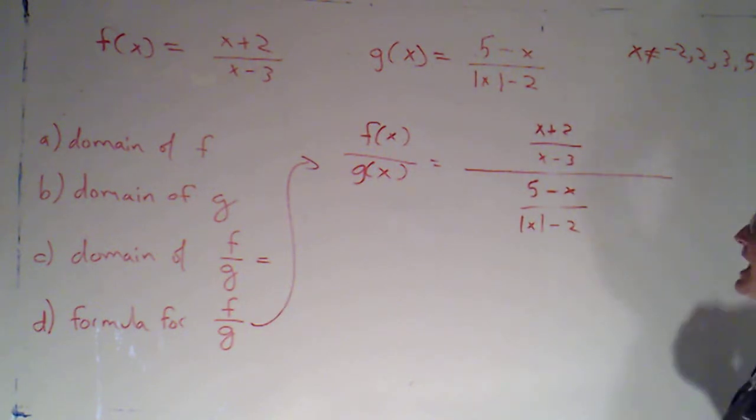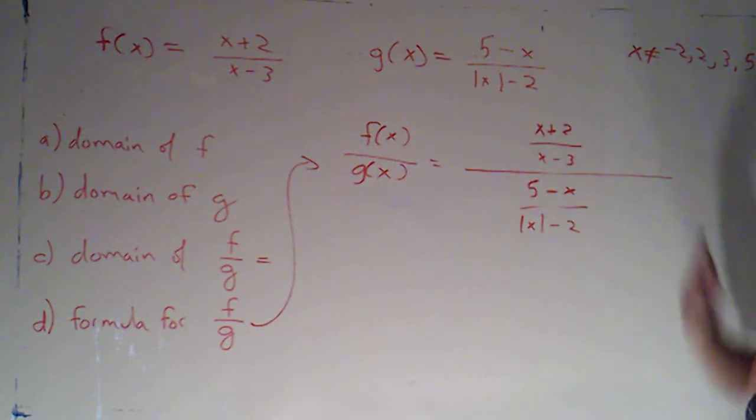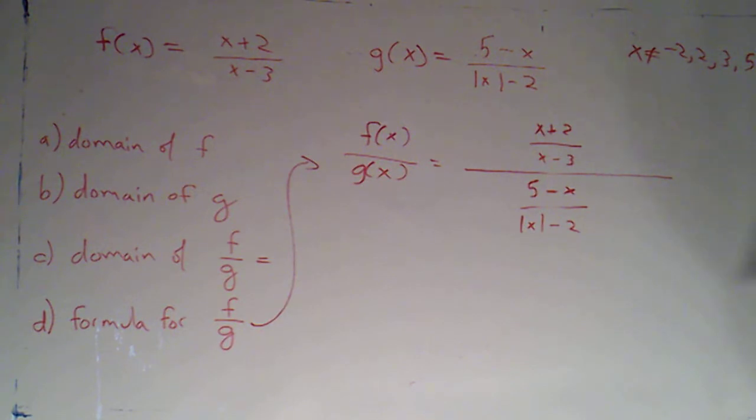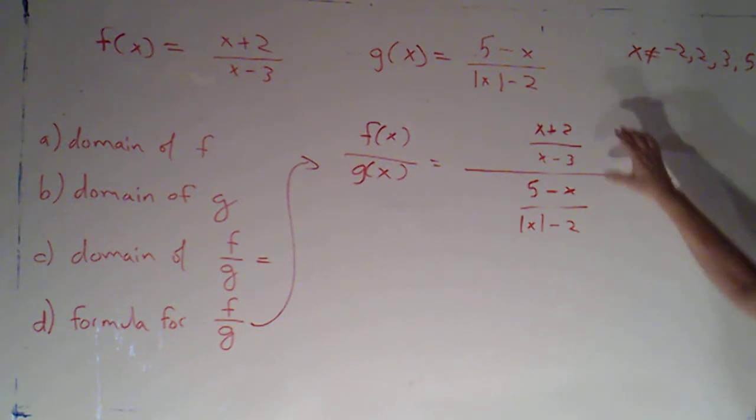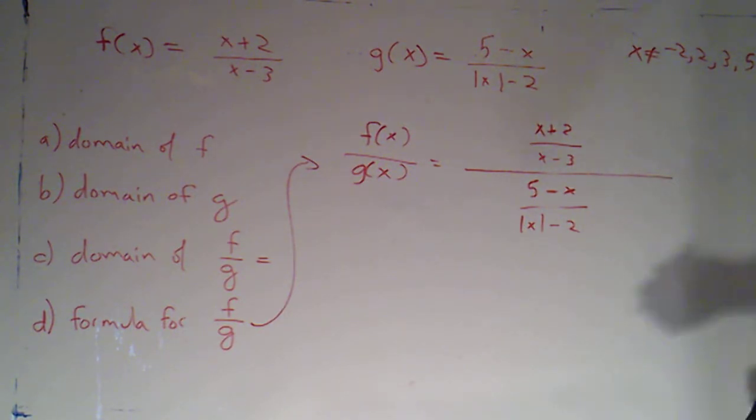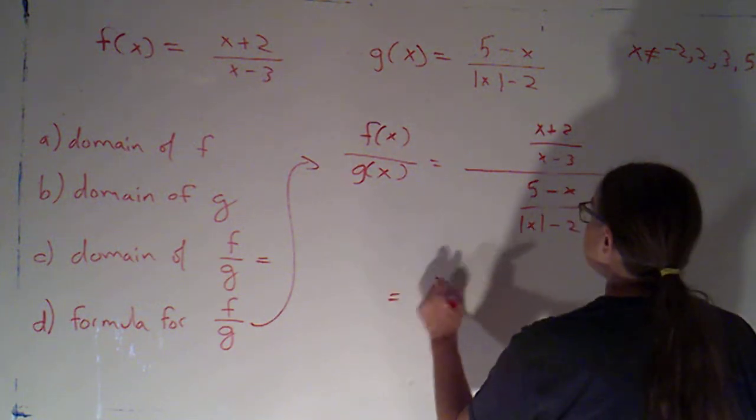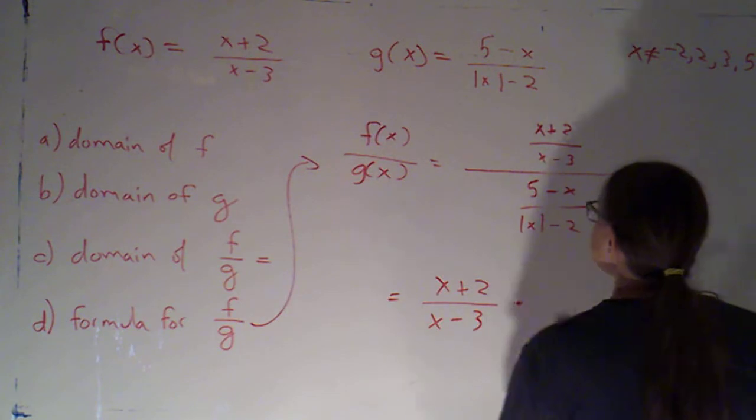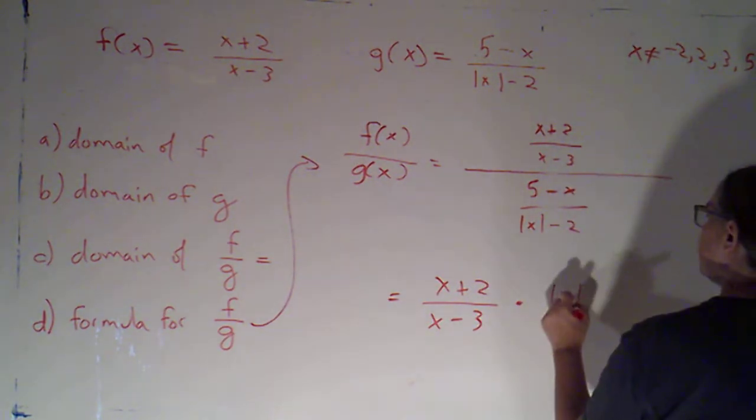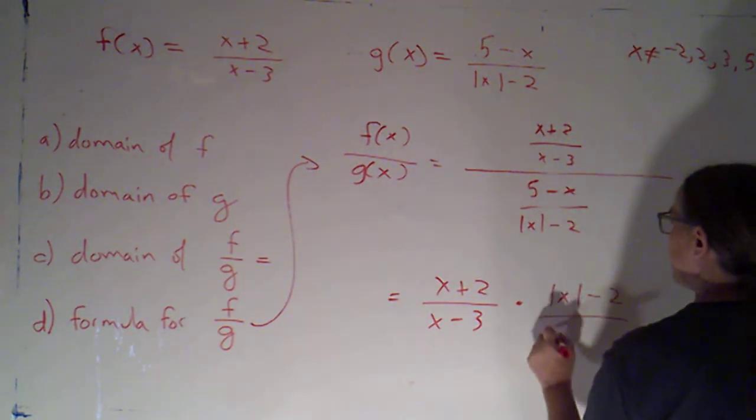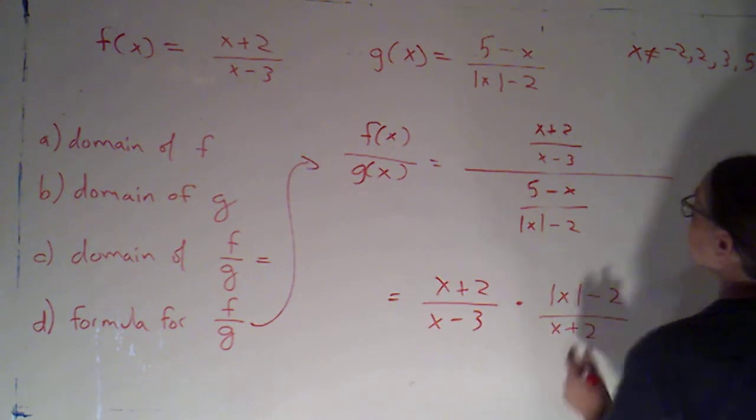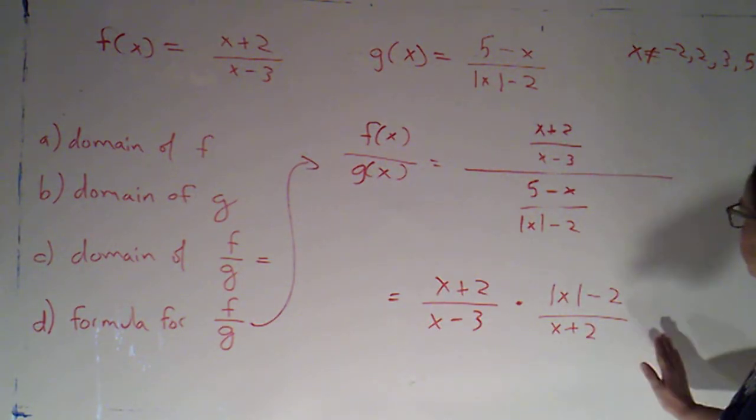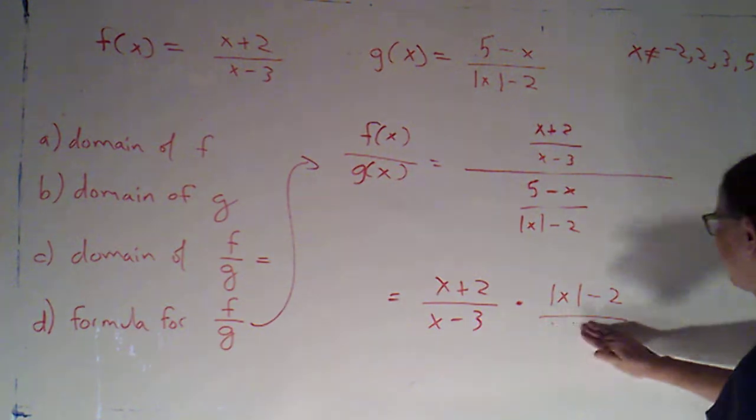denominator. Now, I'm going to go ahead and simplify this because generally if I'm dividing by fractions, I would flip and multiply. So I would say this is (x + 2) over (x - 3) times the absolute value of (x - 2) over (5 - x).